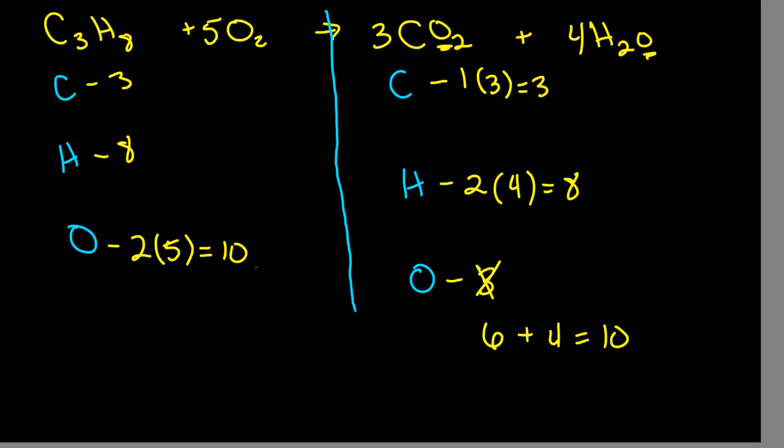But I always want to double check our work though. So let's do that. So 3 carbon, 3 carbon. So my carbons are fine. I got 8 hydrogen. 4 times 2 is 8 hydrogen. So my hydrogen is fine. 5 times 2 is 10. 3 times 2 is 6. Plus another 4 is 10. So my oxygens are also good. Looks like we are completely balanced.